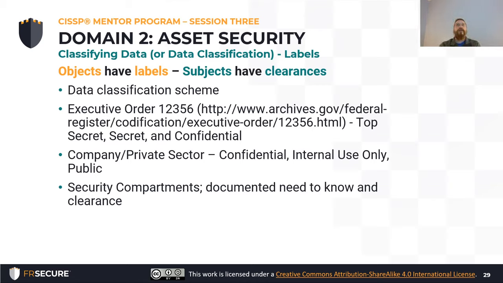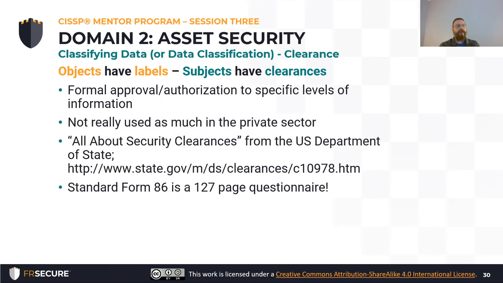All right, so when we're looking at classifying data, objects have labels, subjects have clearances. We're going to go through this a little bit more here, but the way to look at it is that you have information that maybe is top secret, right? It is top secret for a government one. And then the clearance is, what level of clearance do you have? Do you have secret, top secret, whatever? So you have an object that has a label, and then people or subjects have clearances to access objects within that level. Typically for the company private sector, you have confidential, internal, and public. We want to keep these as simple as we can. You don't need to have more than usually three, maybe four of those labels. When you do it, you do need to have formal authorization and approval for the information.